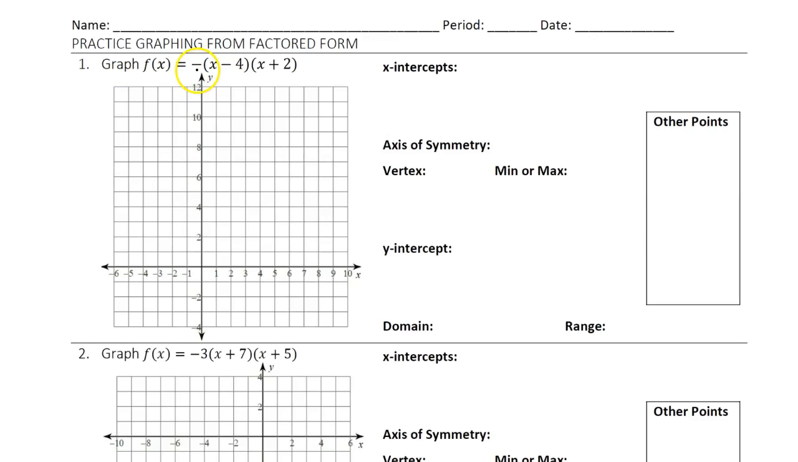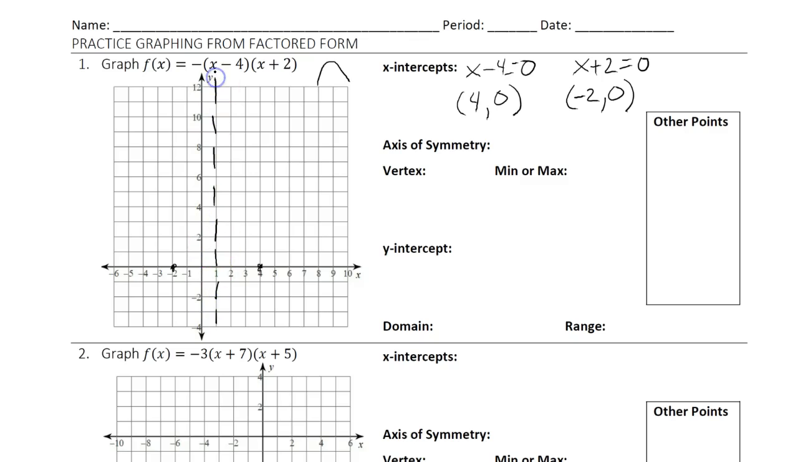Let's look at another example. In this case, a is -1, so the parabola opens downwards. Solve for the x-intercepts. The first is (4, 0). The second is (-2, 0). Halfway between these two points is the axis of symmetry at x equals 1. To check this, add the x-intercepts together, 4 plus -2, and divide by 2. You get 2 over 2, or 1. The axis of symmetry is x equals 1.